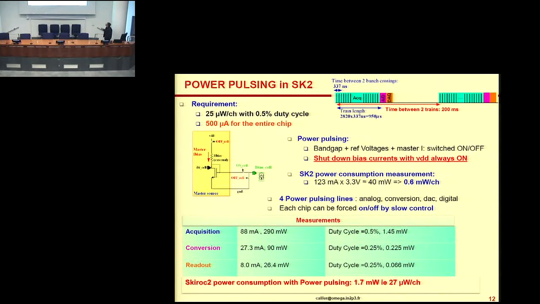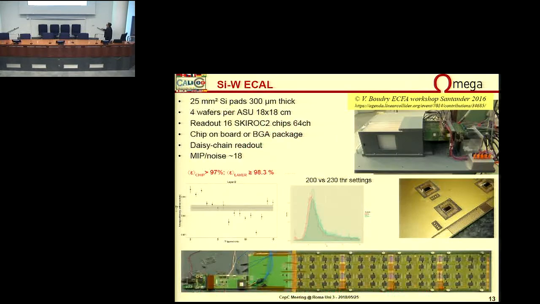So I told you that we benefit from the power pulsing. What we do in this chip is that we are not switching off the power supply. We are just switching off the bias. And so during the acquisition, just a part of the ASIC is active. And later we have the digitization, which is using less power. And during the readout, which is sequential from one chip to the other, we are even using less.